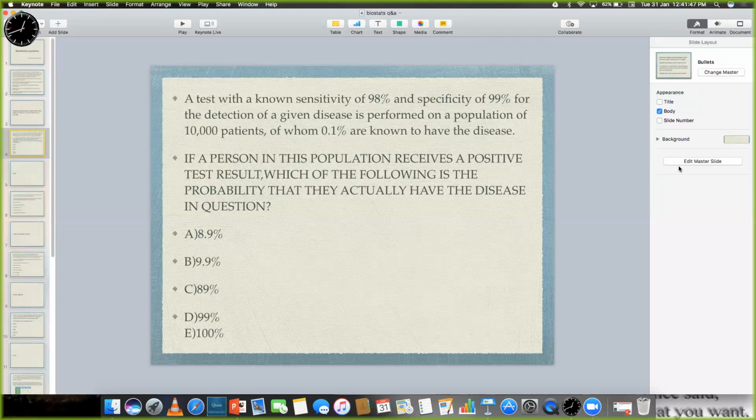Okay. So he's given us sensitivity as 98%, specificity is 99%. He's given us that the 10,000 people of which 0.1% are diseased. So diseased is this column, which is A plus C. 0.1% of 10,000 is 10. A plus C is 10. And he's also given the sensitivity, that is A by A plus C is equal to 98%.